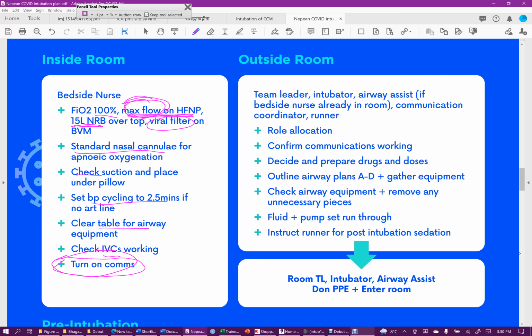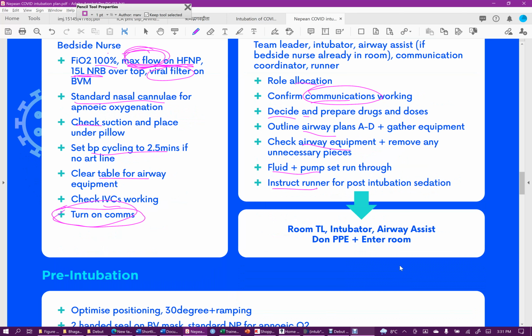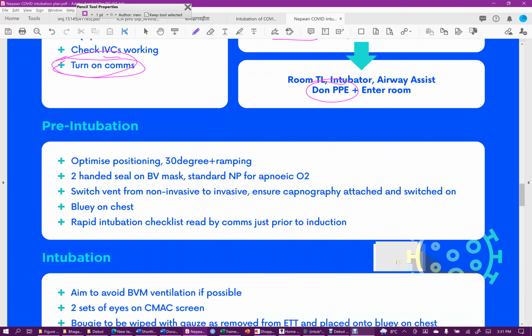Then outside the room, the team leader, intubator, etc., all of these are exactly the same. Role allocation and confirming communications is the difference. Then this is the same. You should always be doing plan A to D. Checking the airway equipment, fluid and pump set, instructing runners for intubation, so there's no difference whatsoever. Donning PPE is the only big difference. Pre-intubation is the same as non-COVID.